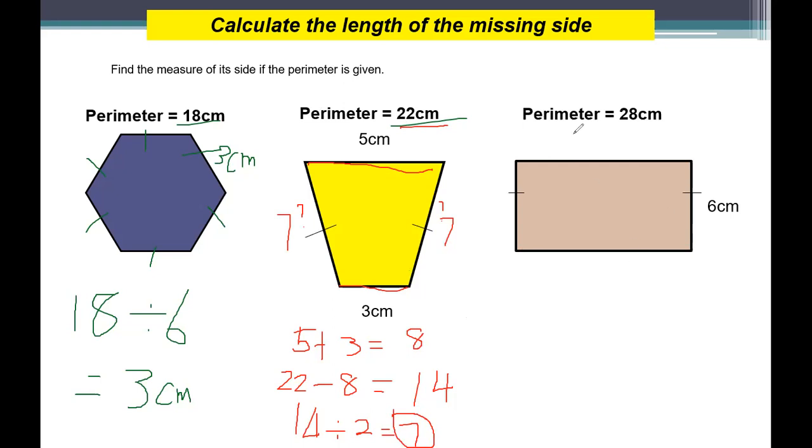Okay, I want you to do this one by yourself. Okay. Pause your video and try to answer. Okay, let's check. Now, width is given. So as I told you before, a rectangle has 2 widths and 2 lengths, correct? So if this is 6, what will be here?